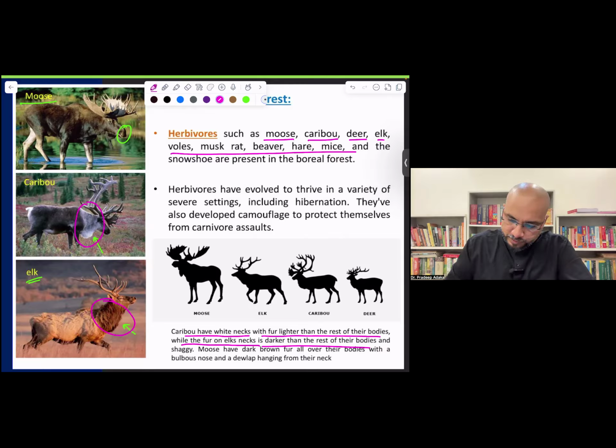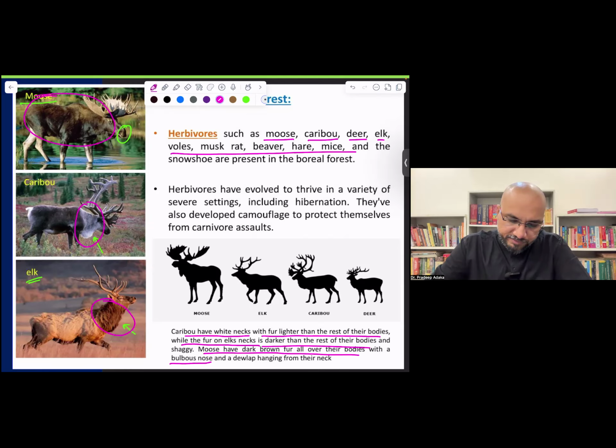Okay, so moose have dark brown fur all over the body. So uniformly colored. There is no lighter or darker shades. Dark color fur throughout their body. Okay, they have a bulbous nose and a dewlap hanging over their neck.